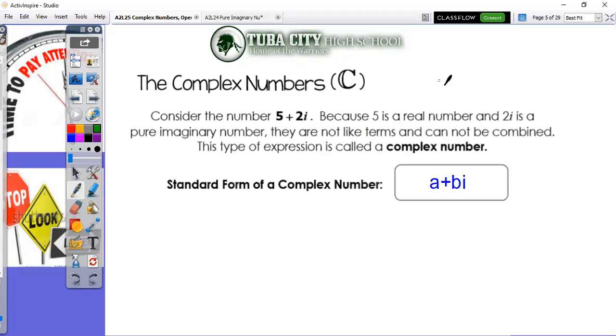It's just like if I were to have any other variable other than i, like 5 plus 2a. We would not be able to put them together. So this is what we call a complex number, and this is the standard form of a complex number. There is a real part, because again, 5 is a real number, just like a would be a real number. But this one having the i would be an imaginary part.